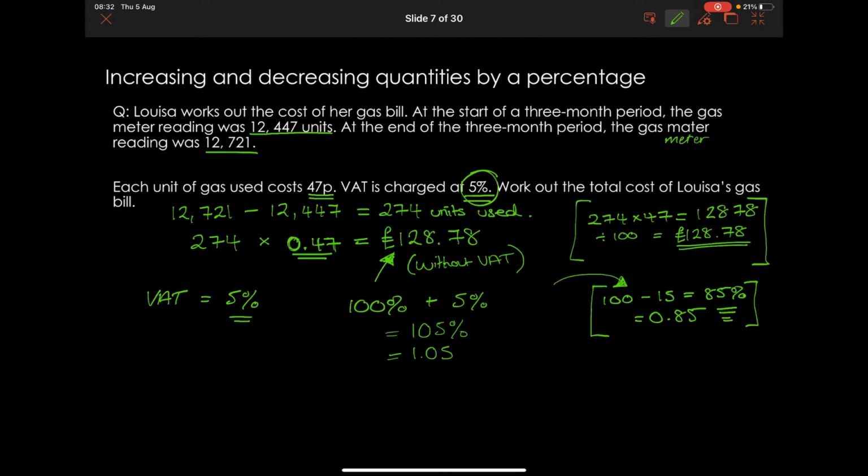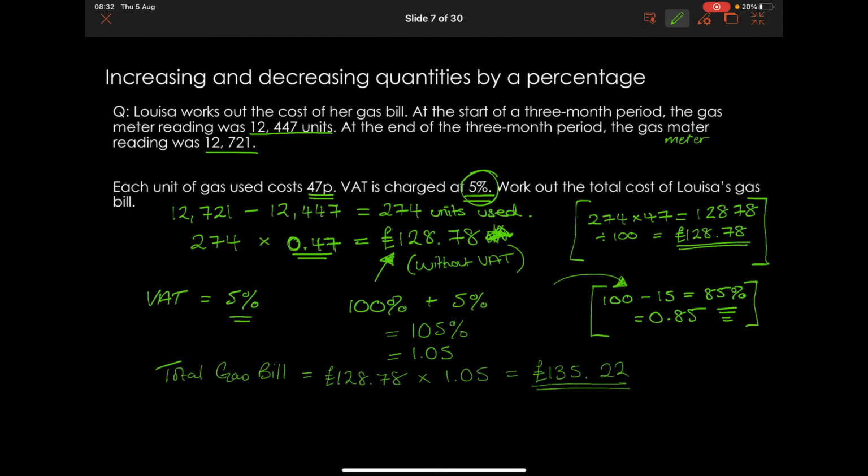So to work out the total gas bill, including VAT, what we would do is £128.78 times by 1.05. And that will give us £135.22. Now, personally, I think that's easier than finding 5% of this amount here, the £128.78, and adding it on.